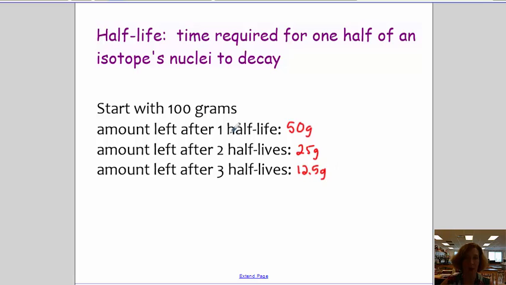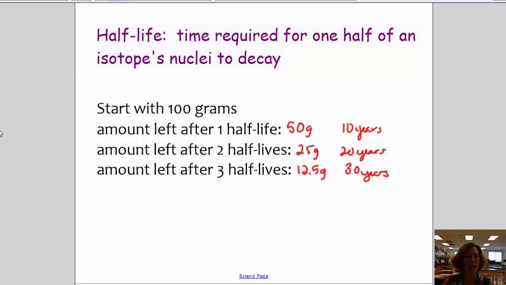Now let's say that for one half-life, it took, let's say, 10 years for half of the sample to decay. So then after 20 years, we would have our 25 grams, and then after 30 years, we would have 12.5.